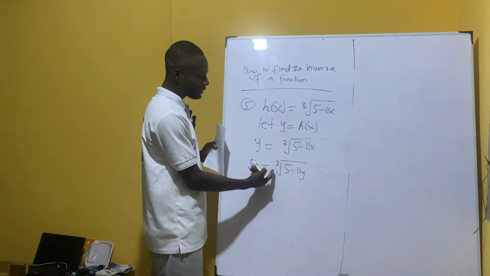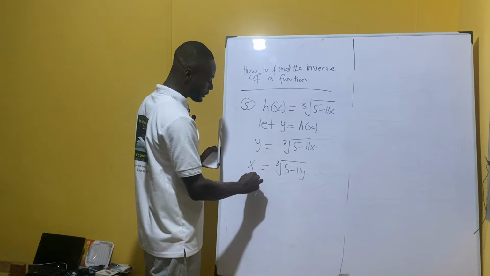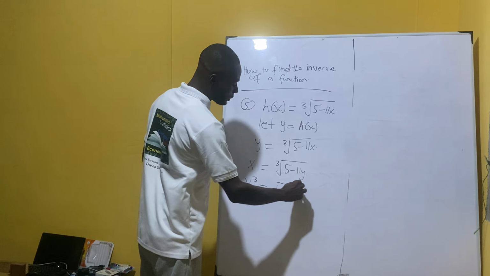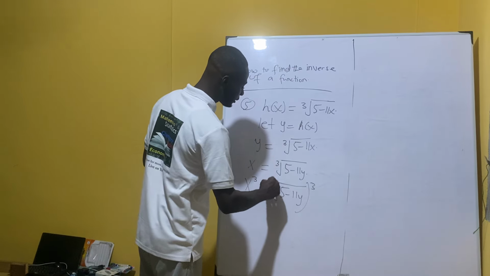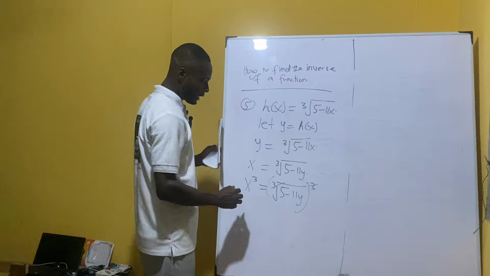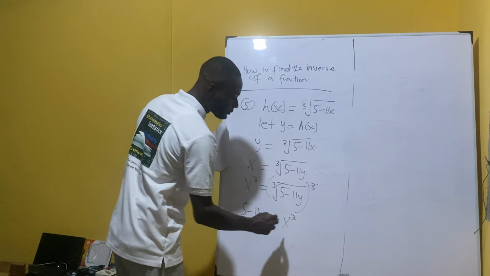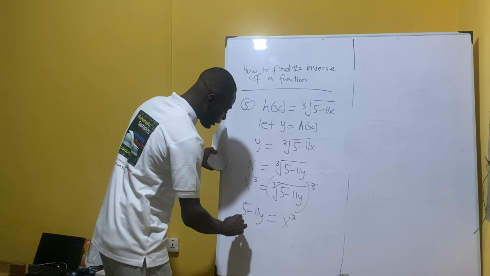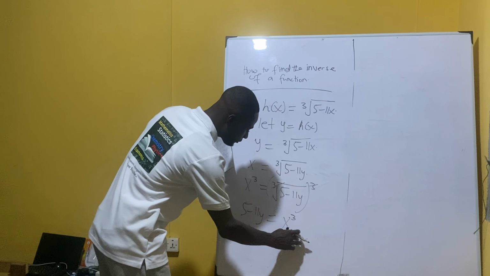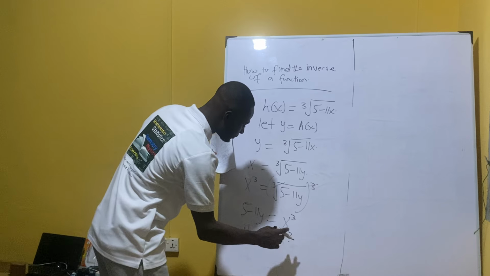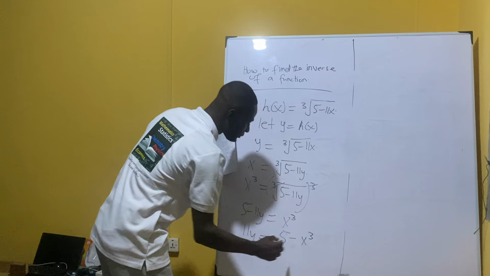Making y the subject, we cube both sides, right? So we have x power 3 should be equal to the cube root of 5 minus 11y all power 3, right? So this takes off the cube root. And now we have 5 minus 11y should be equal to x cubed. So making y the subject, we are going to have 11y is equal to 5 minus x cubed, right?